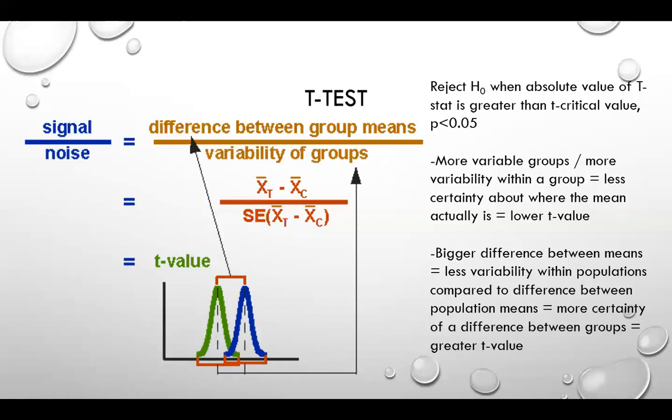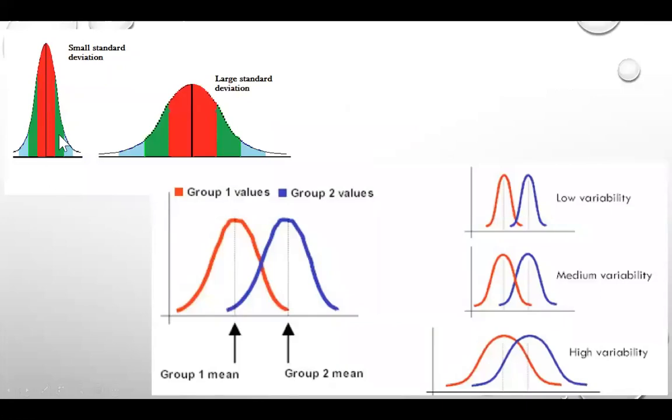So more variable groups, or having more variability within a group, offers less certainty about where the mean actually is. And then the bigger the difference is between the means, meaning the less variability you have in your population or your sample size, the more certain you are that the difference between the means is true. And you can see that better here. When you have nice, concise data, and here's the mean, you'll see that it all sort of converges on this nice average, and you don't have a lot of variability.